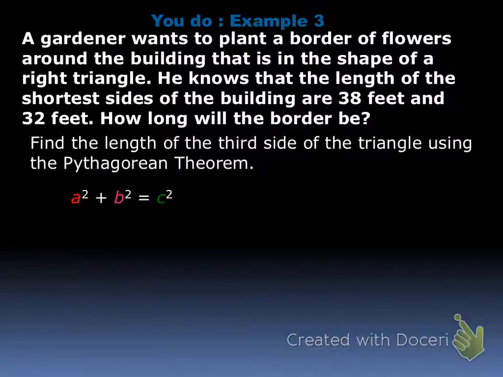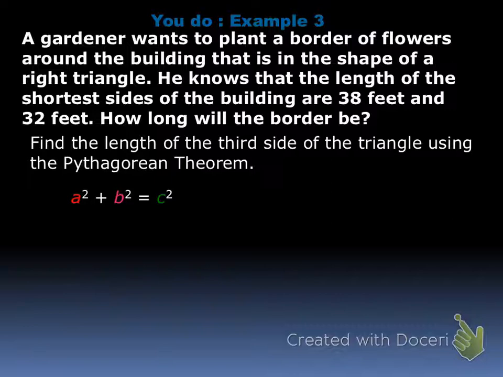Okay, now you can try this next problem on your own, but let me help you out a little bit. It says a gardener wants to plant a border of flowers around the building that is in the shape of a right triangle. He knows that the length of the shortest sides of the building are 38 feet and 32 feet. How long will the border be?